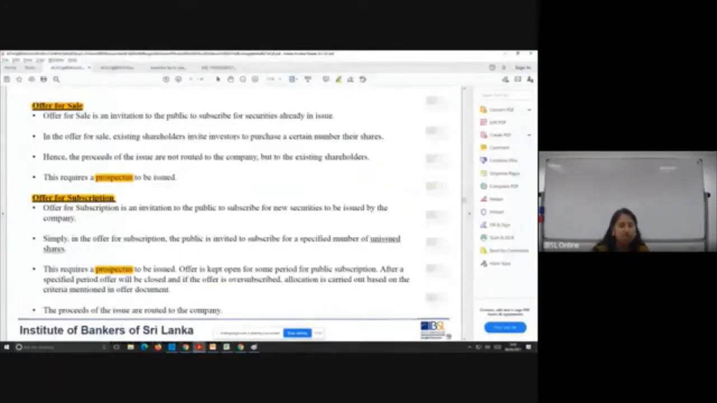Then you have offer for subscription. Now it's simple, the opposite of these. Offer for subscription is a public offering for which you have to issue a prospectus, but here new securities are issued and the capital raised will go to the company. Okay, remember that. New shares are issued and the raised capital will go to the company.